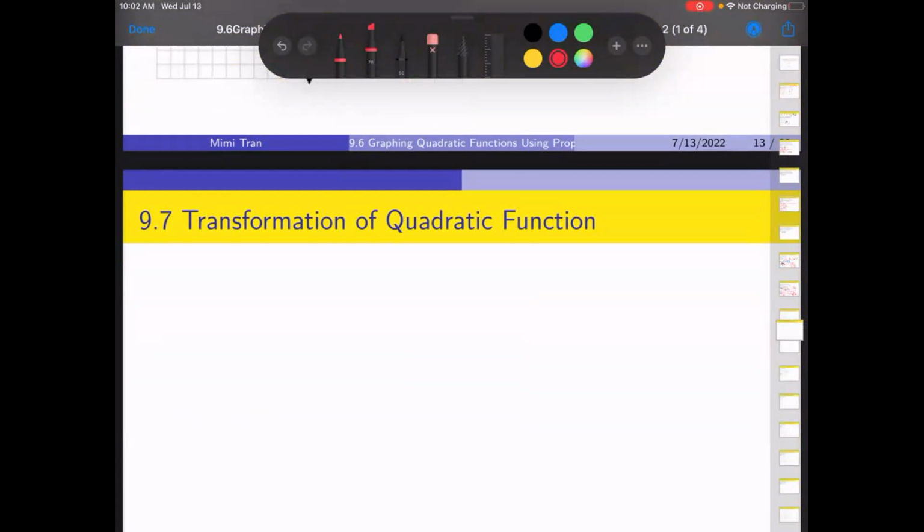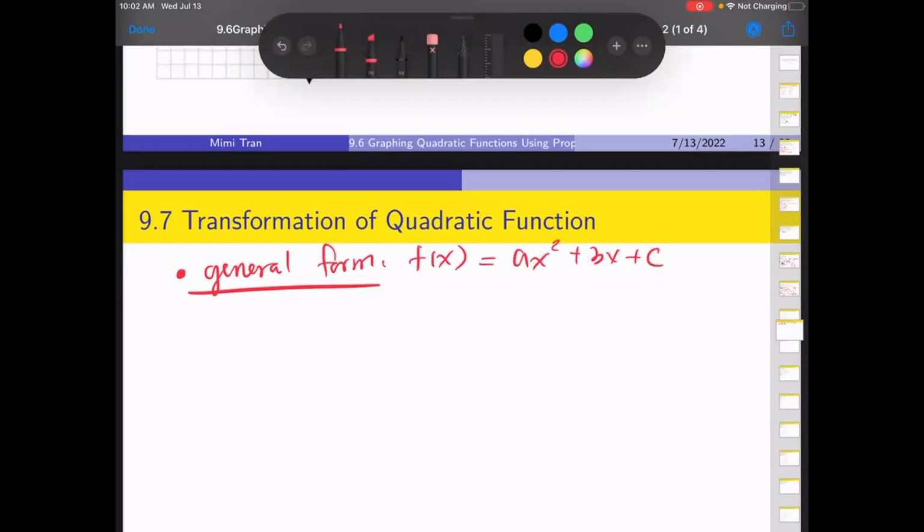Section 9.7 is, again, you learn how to graph a quadratic equation, but in a different form. This time it's called the standard form. So you have three forms. Let me remind you, we have the general form, which is f of x equals ax squared plus bx plus c. And then another form is called the standard form.